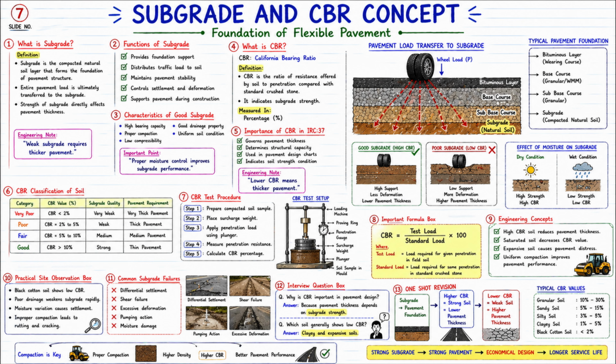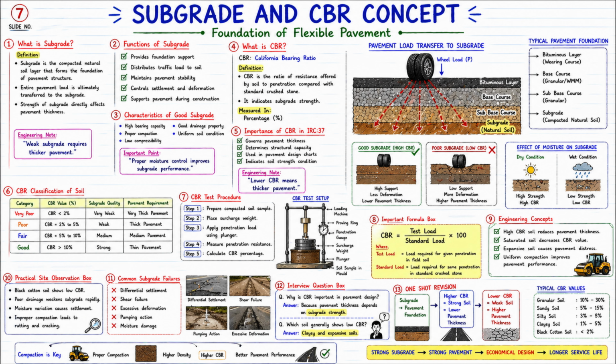Subgrade also plays a very important role in the construction stage. Now let us look at the third topic: 10 characteristics of good subgrade. Now what properties should a good subgrade have? High bearing capacity, proper compaction, low compressibility, good drainage property, uniform soil condition.